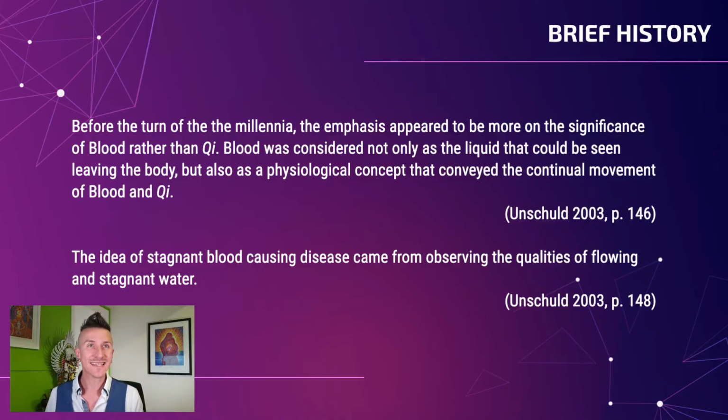So the idea of stagnant blood causing disease came from observing the qualities of flowing and stagnant water. So once again, going back to this concept of the rice fields, the Chinese looked at stagnant water that had stopped flowing, and one can assume that if water sits there for too long, it starts to go dank, and bugs start to form. Certainly in Australia, that's where mosquitoes like to procreate.